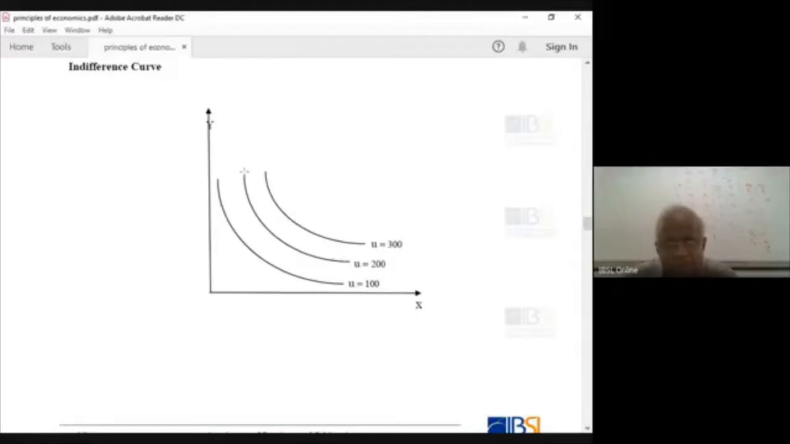Next one, combinations along this indifference curve 200 give him 200 level of utility. Each bundle on this curve gives him a higher satisfaction. Higher the curve, higher the utility: 300 indifference curve. These bundles give 300. Therefore, indifference curves are drawn using indifferent, equally preferred bundles, not the preferred bundles.